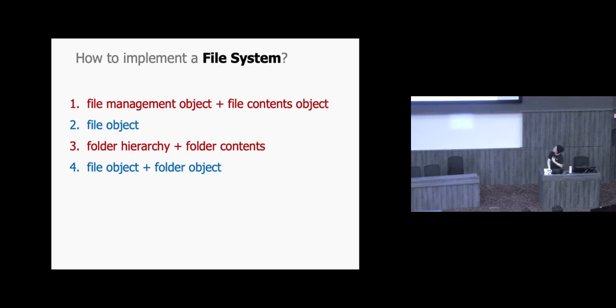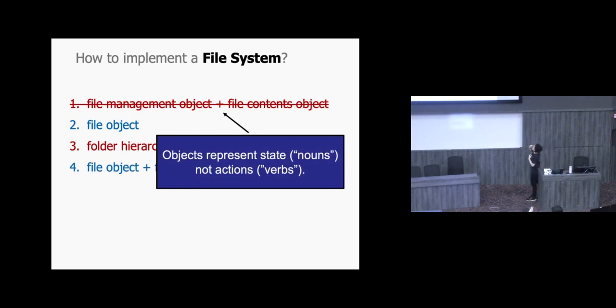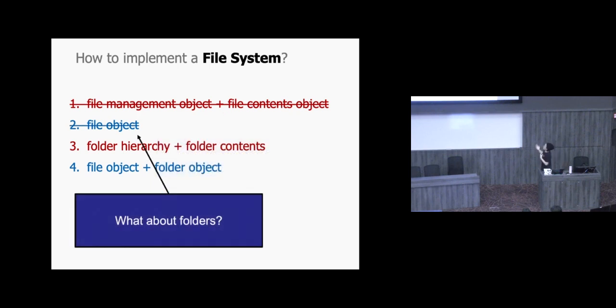Let me try to explain why option 1 is not exactly the best option. As a general rule, when you're starting out, the easiest way to see it is that objects should represent state, not actions. So in option 1, the file management object seems more like a verby thing. We want to specify behaviors by the object, not use an object itself. In option 2, for example, if I only have a file object and I don't have folders, is it really a file system? We're missing one object, so we still need another object for that. So hopefully that hints that we are actually looking for option number 4.